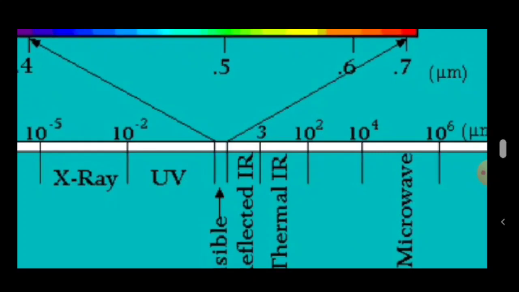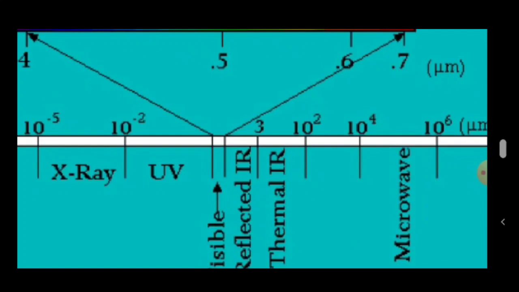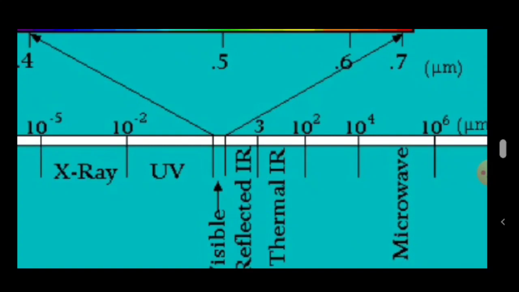And infrared can be divided into five categories. I would like to say again, there are five categories in infrared. If you want to note them down, I'll say again: near infrared, short wave infrared, intermediate infrared, thermal infrared, and far infrared.